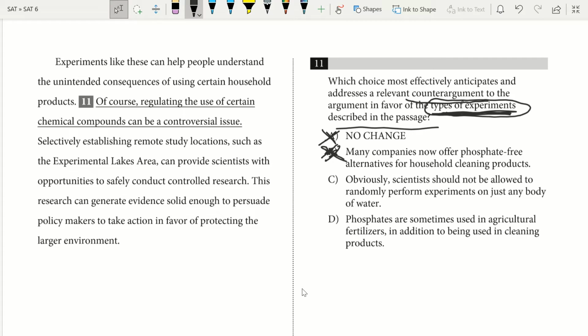And then C, "Obviously, scientists should not be allowed to randomly perform experiments on just any body of water." That's going to be our answer, because we're talking about a counter-argument to the types of experiments that were done. And then D, "Phosphates are sometimes used in agricultural fertilizers in addition to being used in cleaning products," and that has nothing to do with our type of experiment.